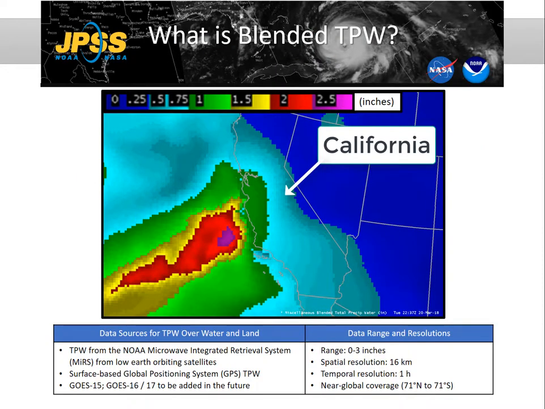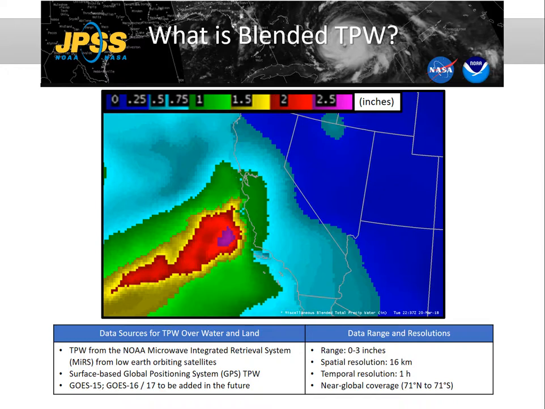Total precipitable water, or TPW, represents the liquid water equivalent if all the water vapor within a column of the atmosphere were condensed, typically shown in the unit of inches. The blended TPW product uses a blend of data sources. Over water, the product uses microwave data from polar orbiting satellites. Over land, it uses data from both the Surface-Based Global Positioning System, GPS, and geostationary satellites.